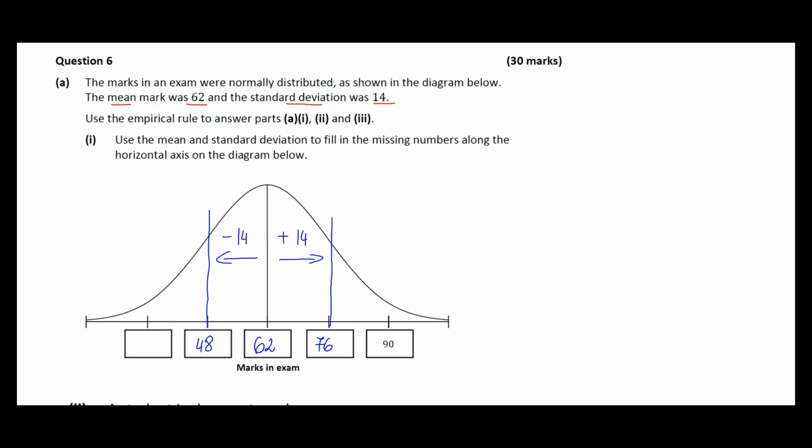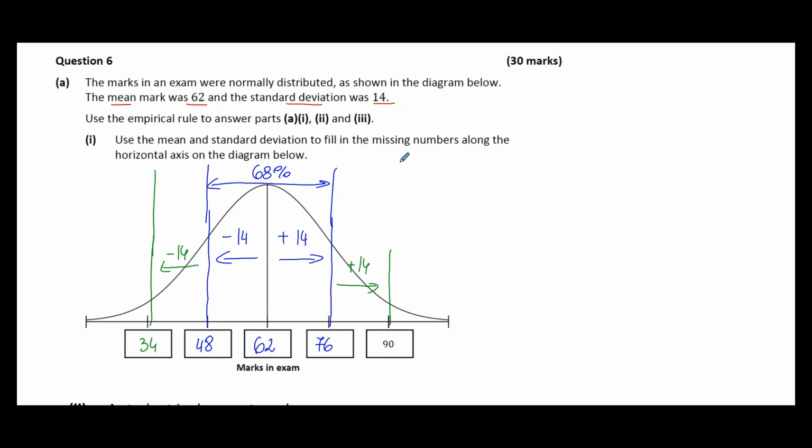Now, when we go that one empirical step, I'm just going to extend that. So this area here, 68% of all data is under that curve. And then we go again, another empirical step: in this direction, plus 14, so 76 plus 14 will give me 90. And in this direction again, minus 14, so 48 minus 14 will give me 34.